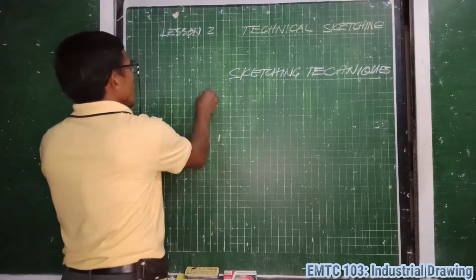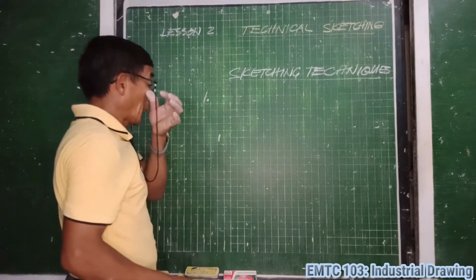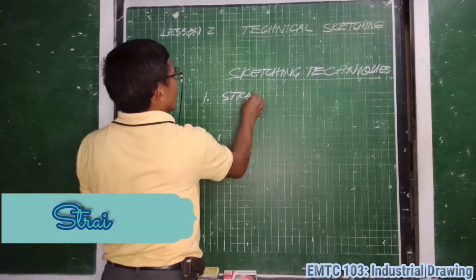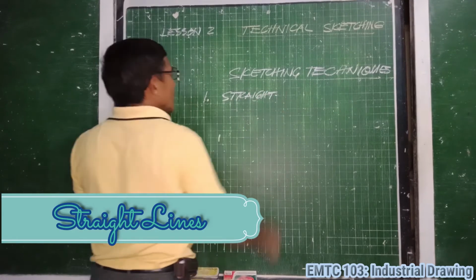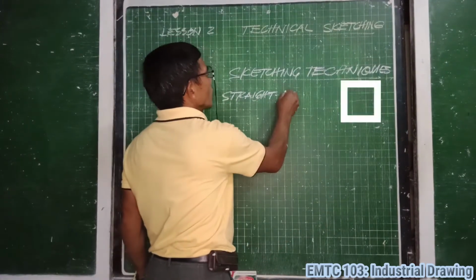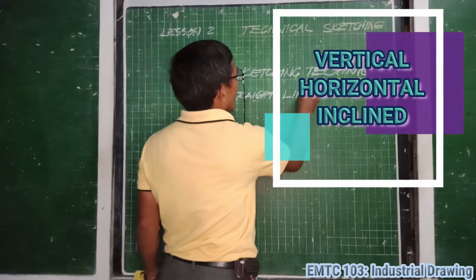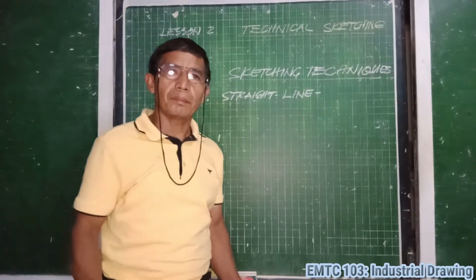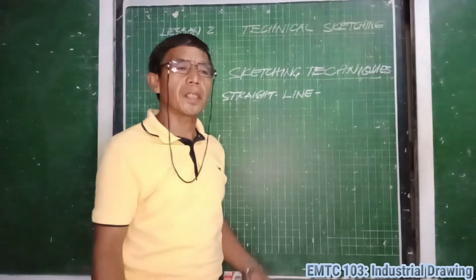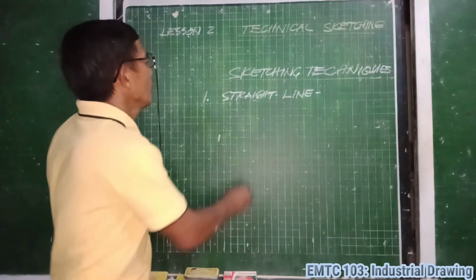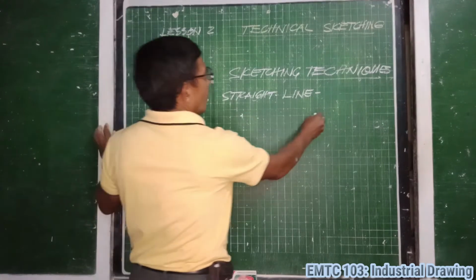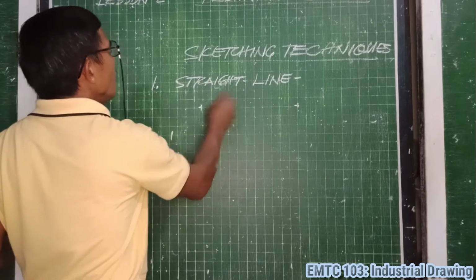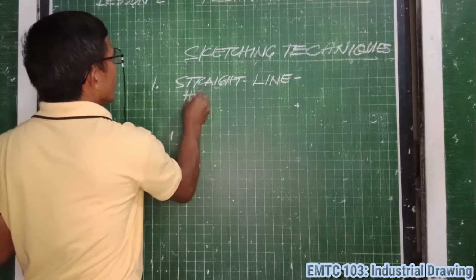Number one is the straight line. A straight line could be vertical, horizontal, or inclined. And how is this straight line sketched? The straight line is sketched with the focus of your eye at the end of the line. An example of this is the horizontal line.